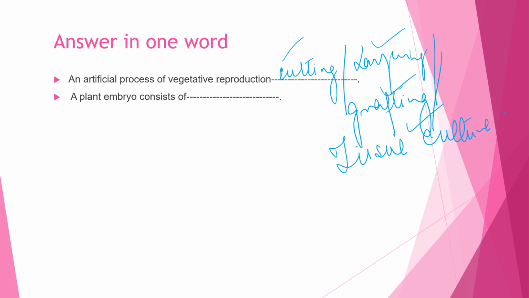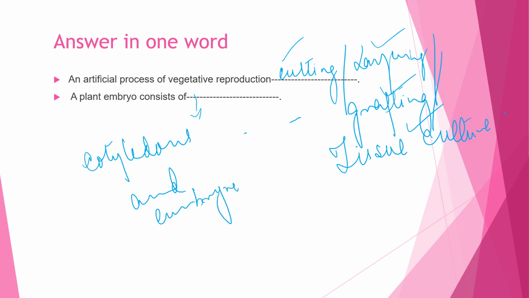And next one is, a plant embryo consists of what? If they are giving you options to choose the correct word, like plant embryo consists of plumule or cotyledons, plumule or radicle, cotyledons, embryonal axis or radicle, then a plant embryo consists of cotyledons and embryonal axis.